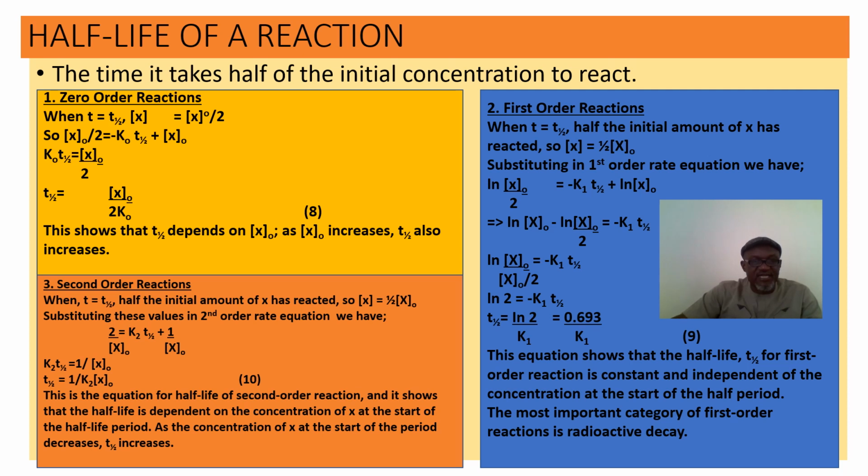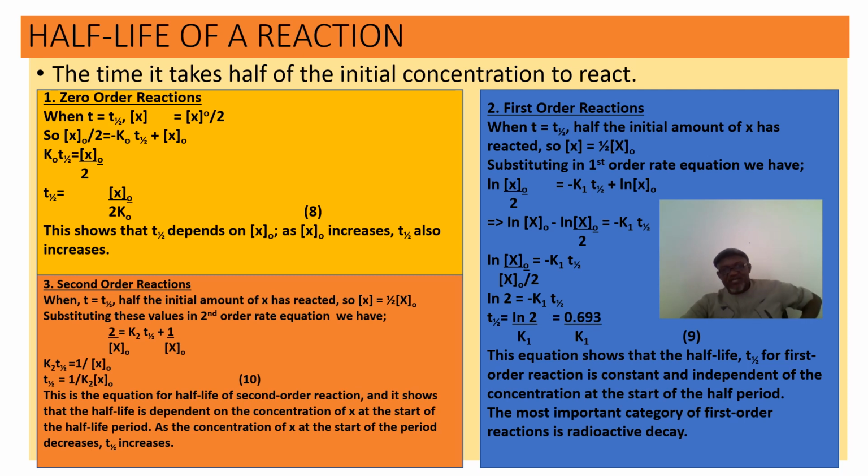So, for zero order reaction, when t is t half, x will be equal to x0 over 2. So we substitute into our straight line equation. Instead of x, we now have x0 over 2 equal to minus k0 times t half plus x0. And we'll simplify. We'll have that t half is equal to x0 over 2k0. So this shows that t half depends on x0. And you see that as x0 increases, t half also increases from this equation 8.